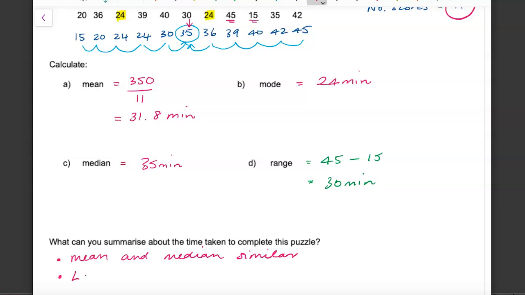We have quite a large range of 30 minutes, where we have an average of approximately 32 minutes to complete the puzzle. So we can certainly see that there is a big difference.